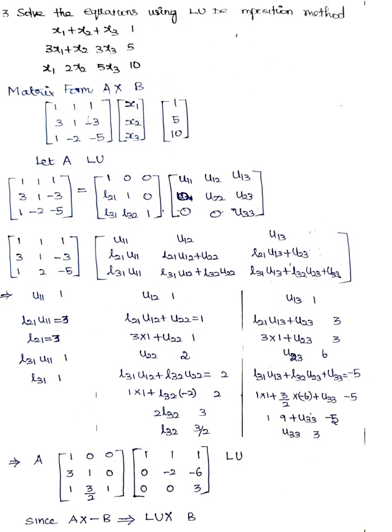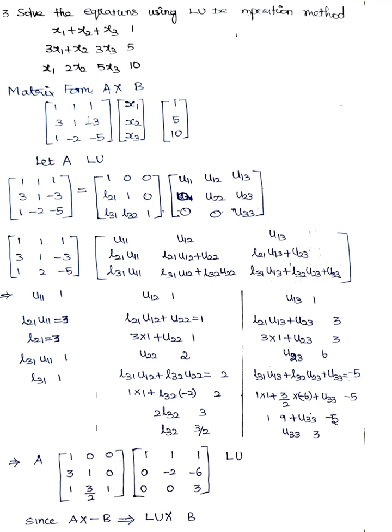Now we have a system of problems. The first problem is x1 plus x2 plus x3 is equal to 1, 3x1 plus x2 plus 3x3 is equal to 5, x1 plus 2x2 plus 5x3 is equal to 10. Already we know AX is equal to capital B, where A is equal to LU. So A is the given system of equations, which means we write the coefficients of x1, x2, x3 as capital A, and we know capital L and capital U. Now multiply L into capital U.